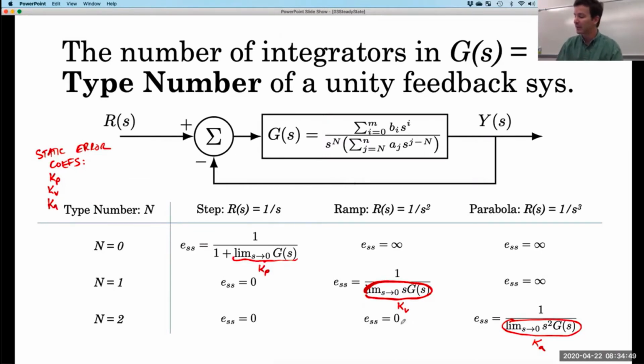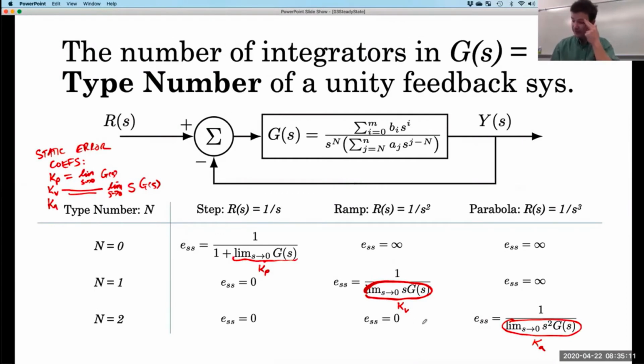So I prefer to think about it in terms of these limits, which is exactly how these static error coefficients are defined in the textbook. This is the limit as s goes to 0 of G of s. K sub v, or the velocity static error coefficient, is the limit as s goes to 0 of s G of s, et cetera.